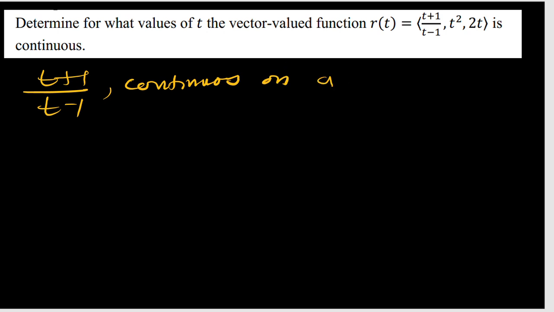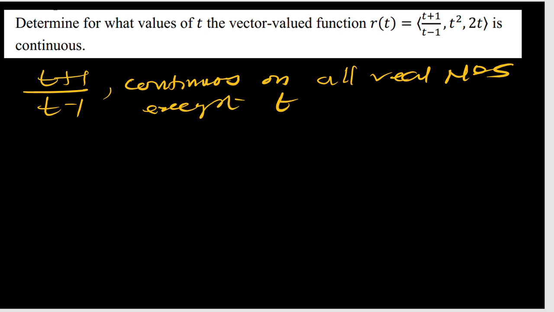Let's look at the next one. The first component function is t plus 1 over t minus 1. And this is continuous on all real numbers except t is equal to 1. So it's continuous on all real numbers except t is equal to 1. Then t squared is continuous on all real numbers.